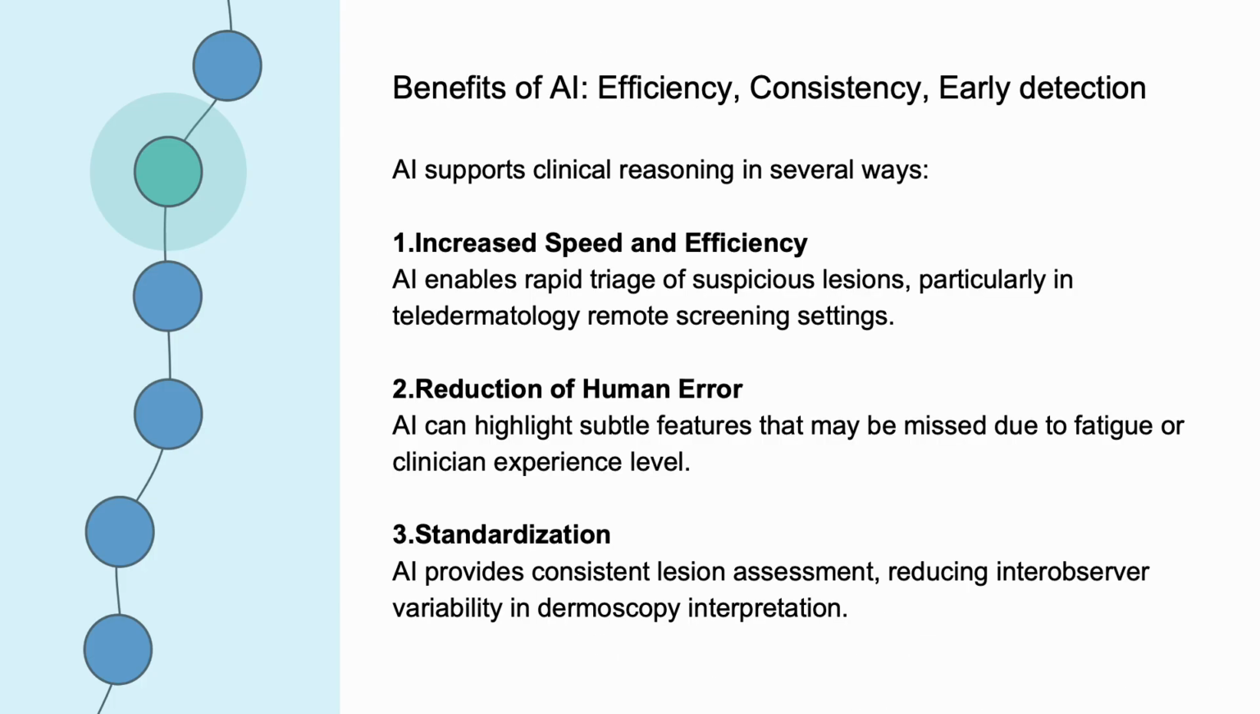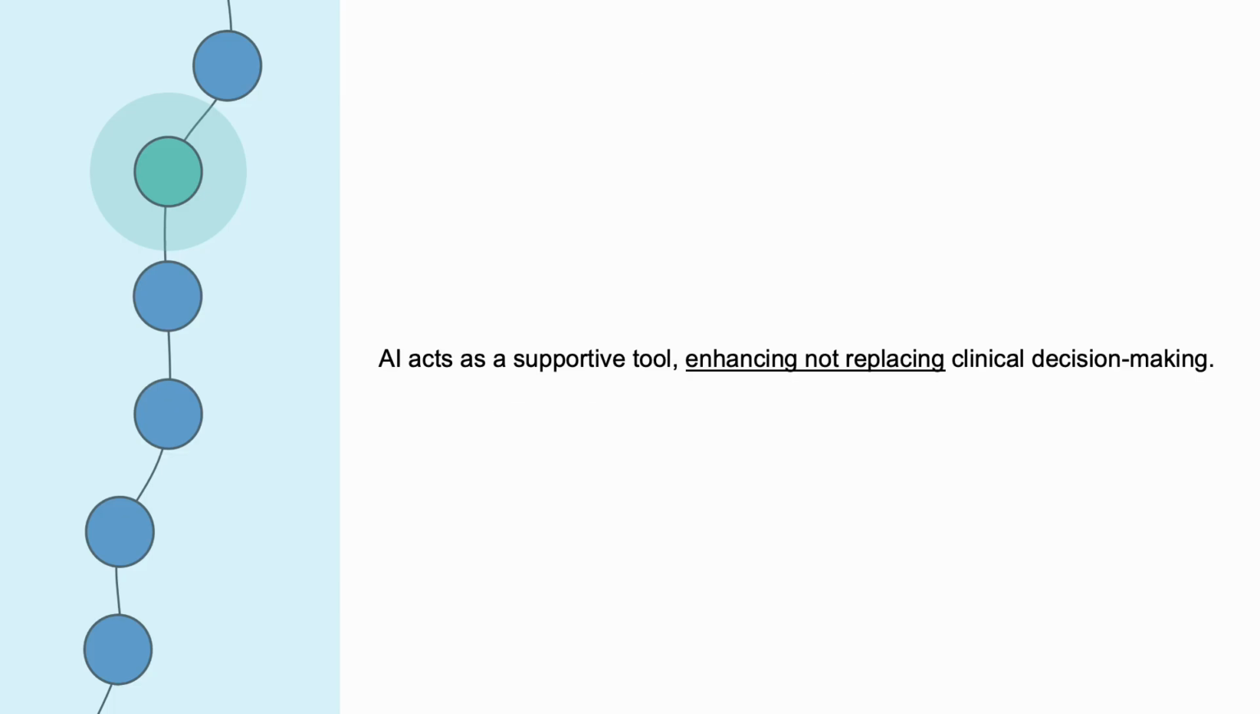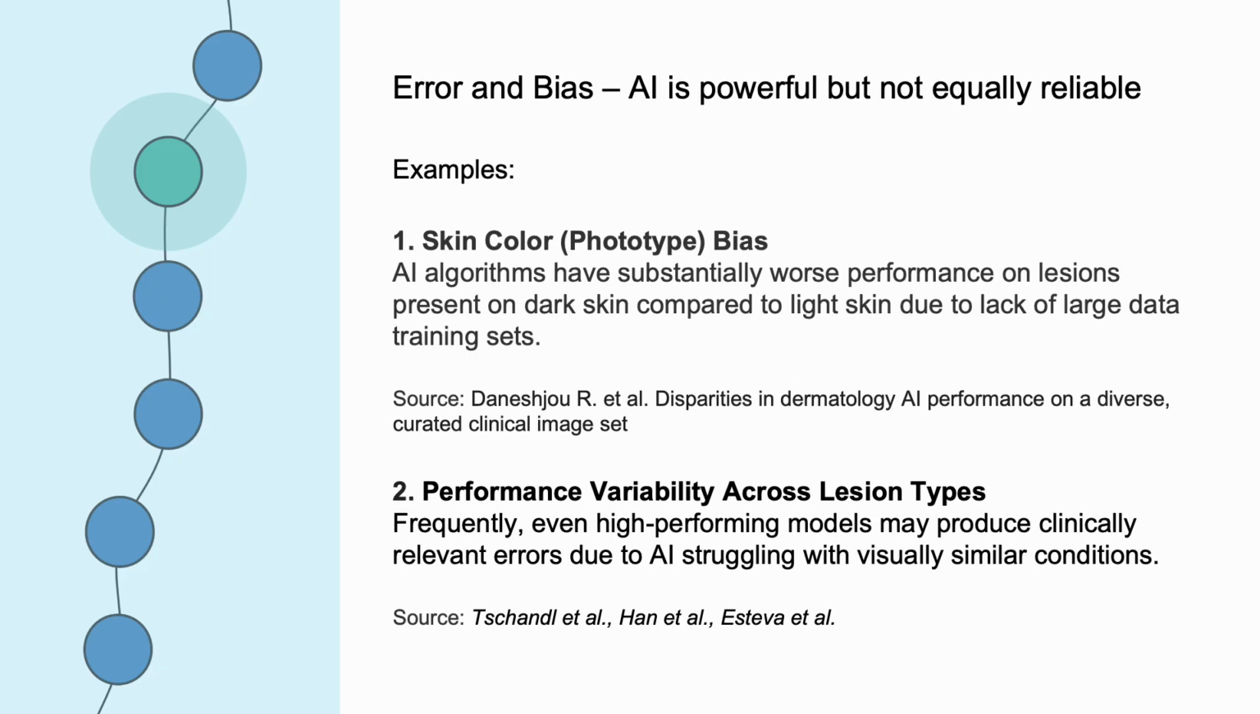Over-reliance on AI, known as automation bias, can increase the risk of diagnostic errors. It is important to always critically assess whether the AI output aligns with the clinical context before making decisions. AI acts as a supportive tool, enhancing but not replacing clinical decision-making. AI is powerful but not equally reliable. Here you can see examples such as skin color or phototype bias, as well as performance variability across lesion types.